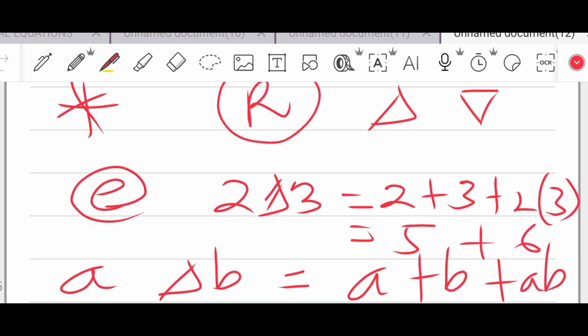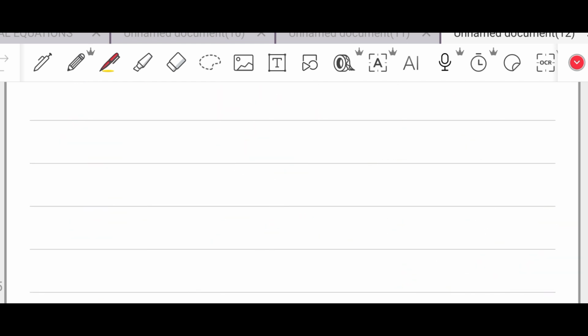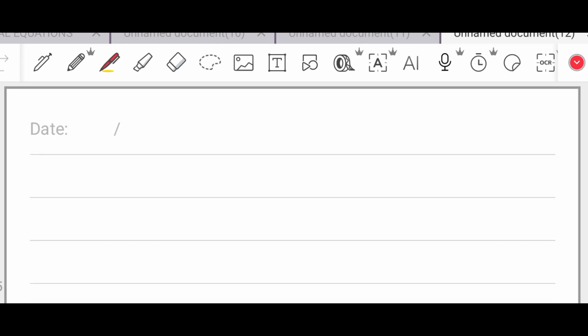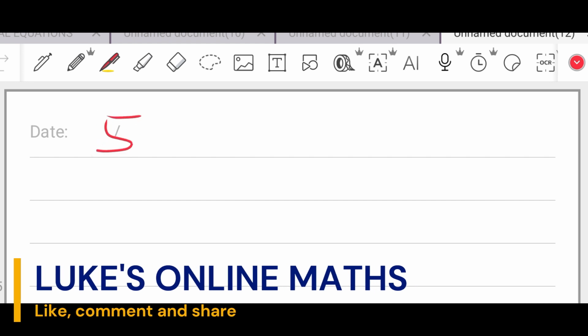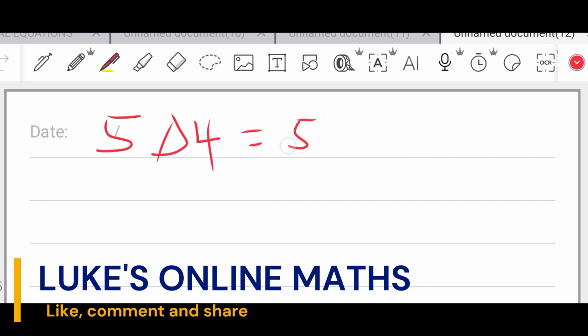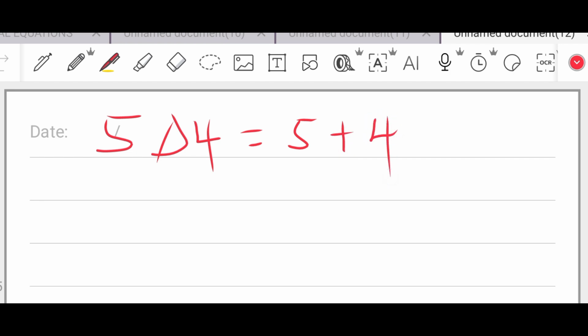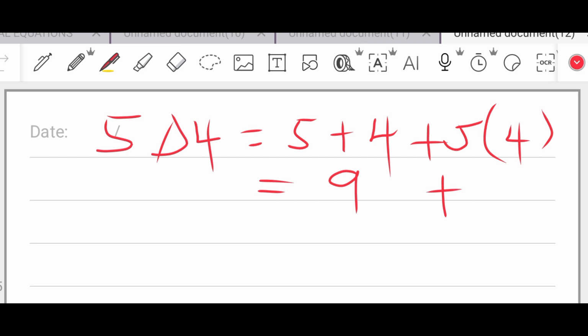Right. So anytime you are given a binary operation, it is expected that a rule should be given to be able to evaluate whatever you are asked. In the same sense, if you are asked to evaluate, let's say, 5 operation 4, using the rule that has been stated above, this will be evaluated as 5 plus 4 plus 5 times 4. So 5 plus 4 gives us 9, then 5 times 4 gives us 20. Together, we have 29. Right. So that is just about binary operation.